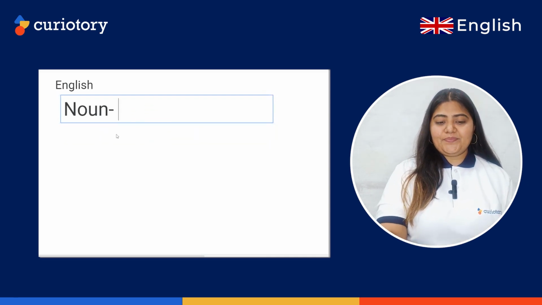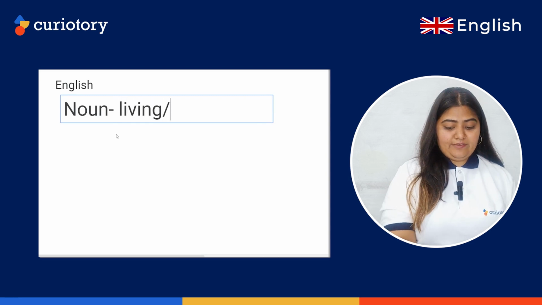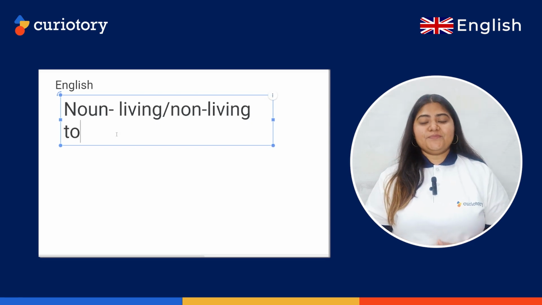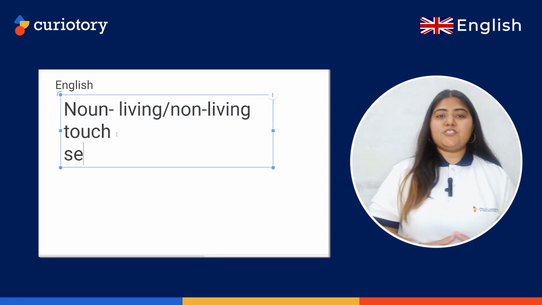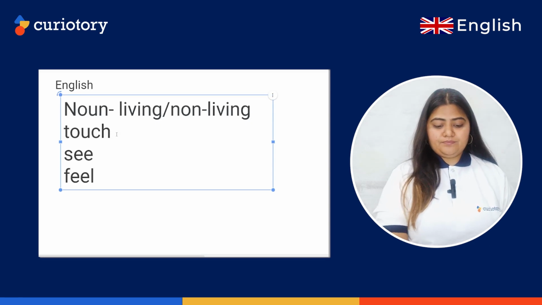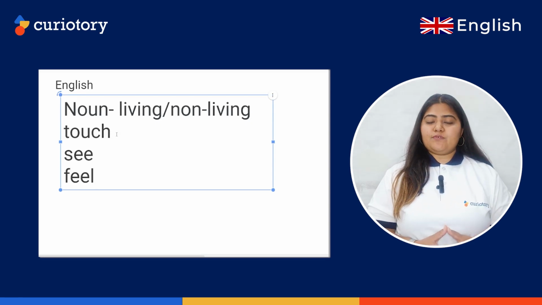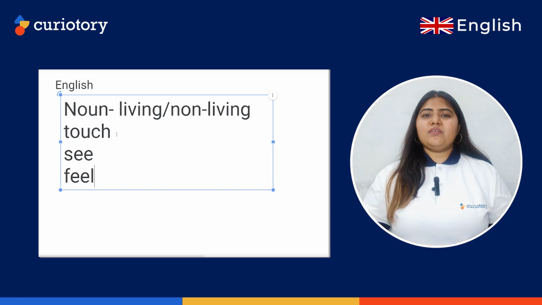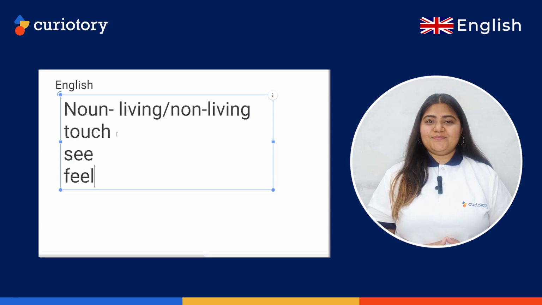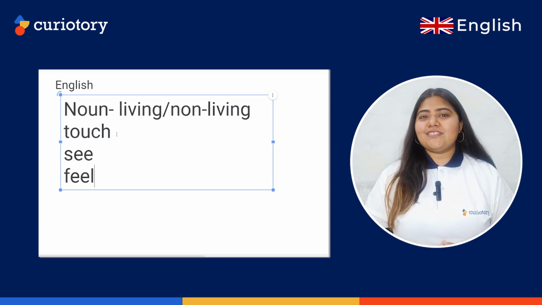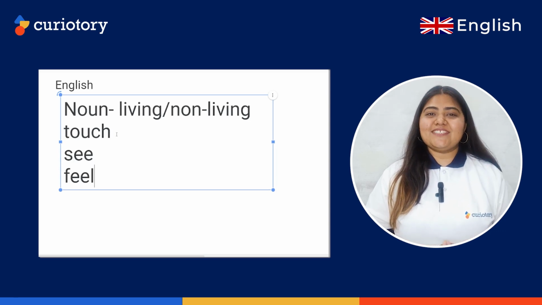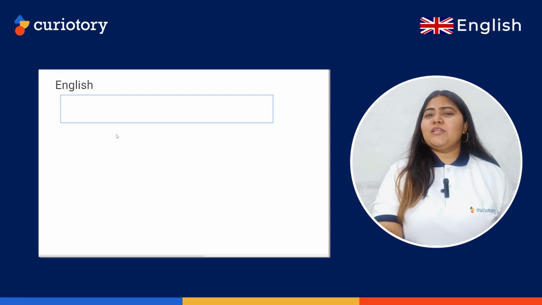So everything that is living or non-living that you can touch, you can see, you can feel as well, because it's an emotion, of course, is a noun. So how will you define noun from now onwards? Everything living or non-living you can touch, you can see, you can feel is a noun. Interesting, right? We were never told the definition this way in schools. So now we know what is noun.